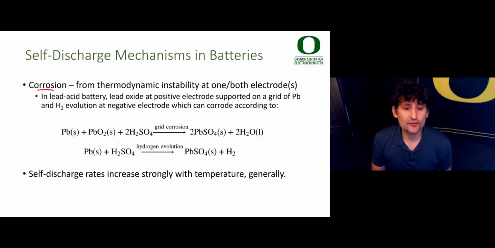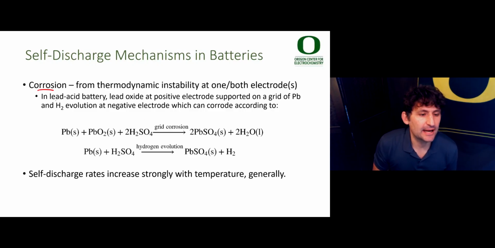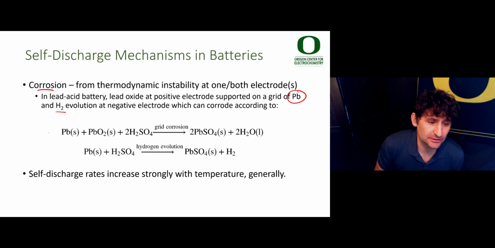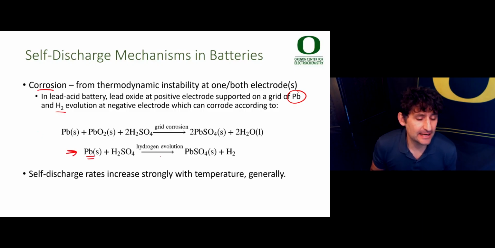Another self-discharge mechanism is corrosion. This can happen because of the thermodynamic instability at one or both electrodes. So let's consider the lead-acid battery. For example, in a lead-acid battery, lead oxide at the positive electrode is supported on a grid of lead. H2 evolution at the negative electrode can corrode the cell according to the following reaction. Lead at the negative electrode can make hydrogen and lead sulfate.